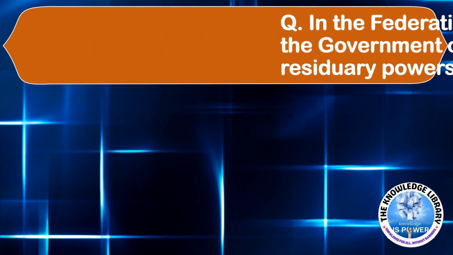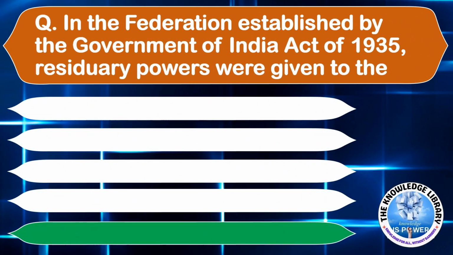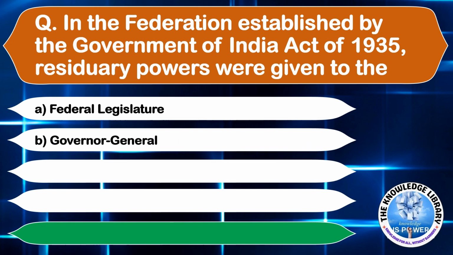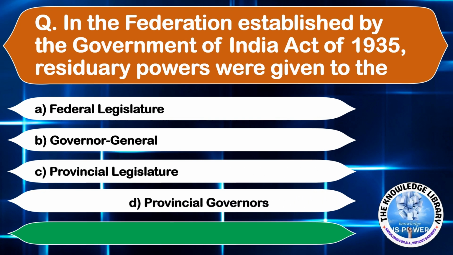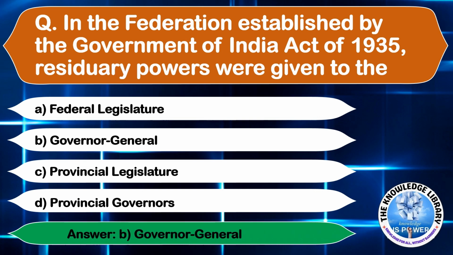In the federation established by the Government of India Act of 1935, residuary powers were given to the option A, Federal Legislature, option B, Governor General, option C, Provincial Legislature, and option D, Provincial Governors. The correct answer is option B, Governor General. Moving on to the next question.